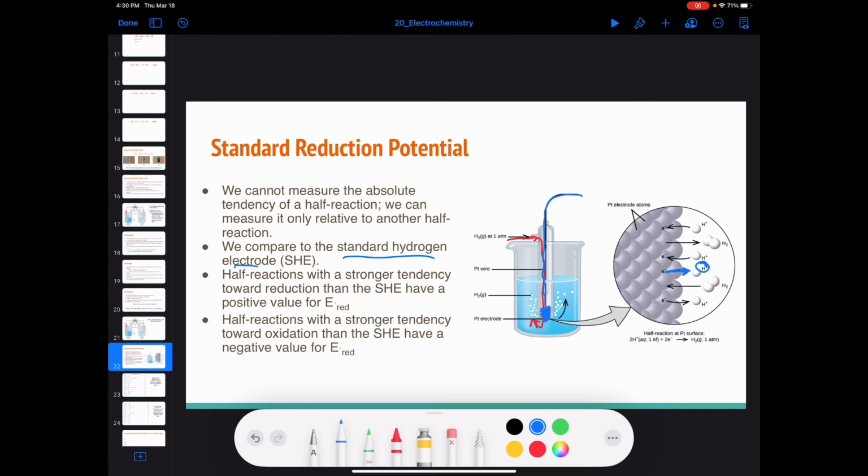And all of our cell potentials, our E naught cell, are measured against this. This is our standard, so we're basically saying this is equal to 0. This is our benchmark. Things that want to be reduced more than hydrogen does are going to have a positive value. Things that want to be reduced less than hydrogen does, in other words, they want to be oxidized rather than reduced, we give a negative value for their reduction potential.